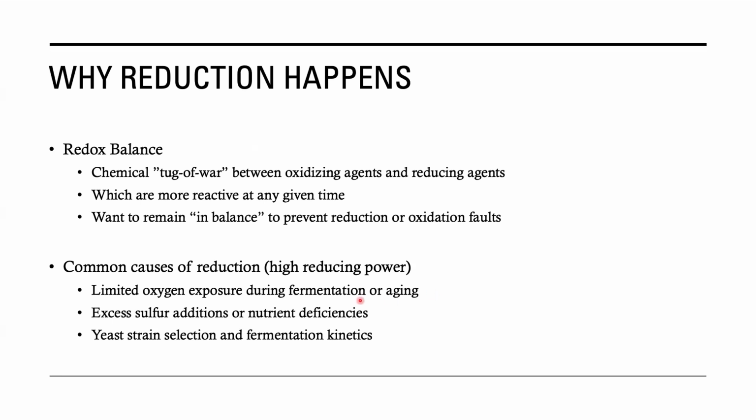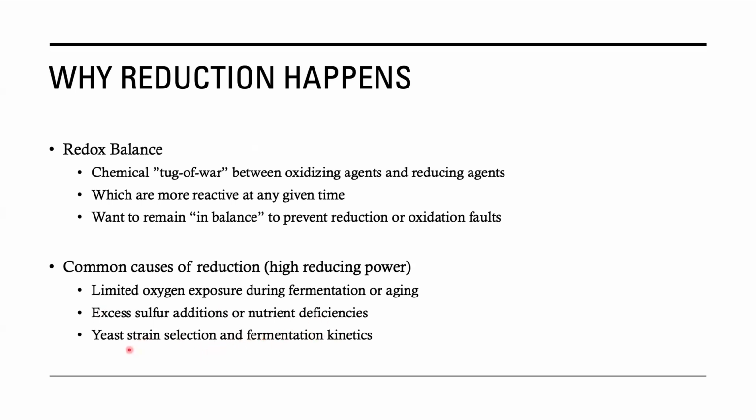So nutrient deficiencies or an excess of sulfur addition, maybe in the vineyard, maybe up front at the beginning of fermentation, that SO2 can get reduced during the fermentation, so you don't want to have too much in there. But nutrient deficiencies, I'll come back to. That's where we're talking about our YAN, our yeast assimilable nitrogen. Yeast strain selection and fermentation kinetics.